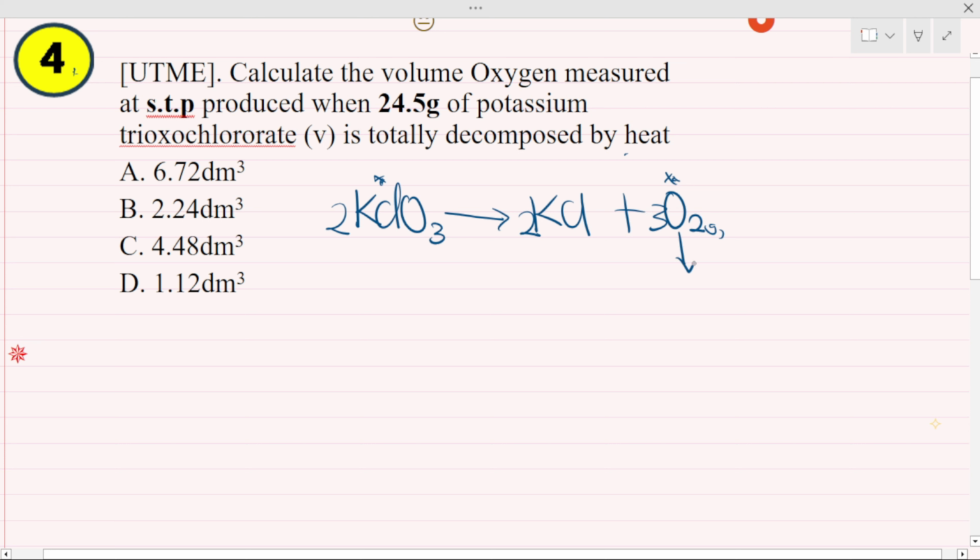So let's look at it. We are referring to volume. For this one, which is the question referring to? Mass. So it makes this question a mass-volume type of relationship. So let's quickly calculate what the mass looks like.